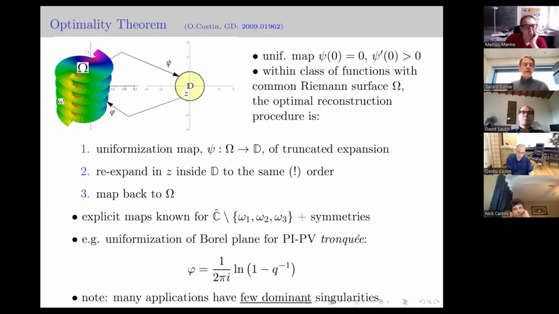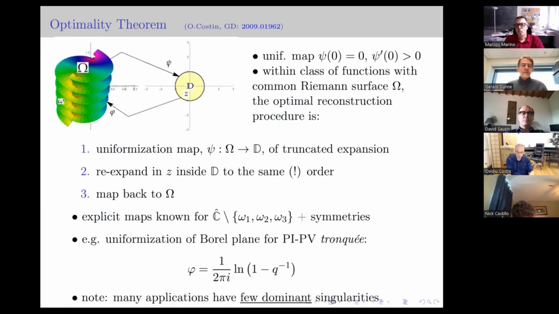Step 2 is you re-expand your function now in Z, around Z equals 0. It's analytic inside the disk by construction, if this is the uniformizing map. The slightly subtle thing here is that you re-expand to exactly the same order that you started with. No more, no less. If you go on either side, eventually you lose precision. And then you can now use whatever technique you want to try and analytically continue within the unit disk, such as Padé or some variant of Padé. And once you've done that, you can map back using the inverse map to the original plane.